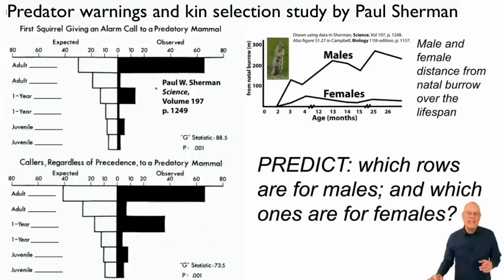On the right side, it shows what Sherman actually observed in terms of who was giving the call. And what I'd like you to do is to predict which rows are for males and which rows are for females. And I'd like you to inform your prediction by this graph over here, and also what you've learned so far about kin selection and inclusive fitness. Make a prediction, and then I'll show you what the answer is.